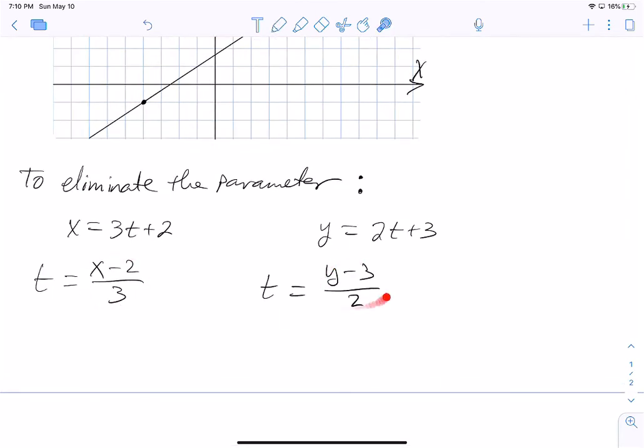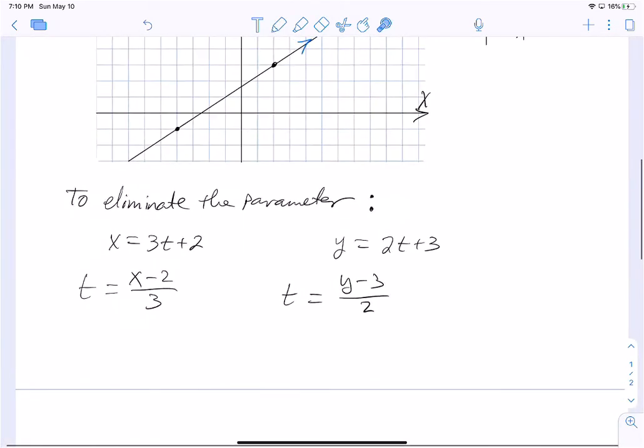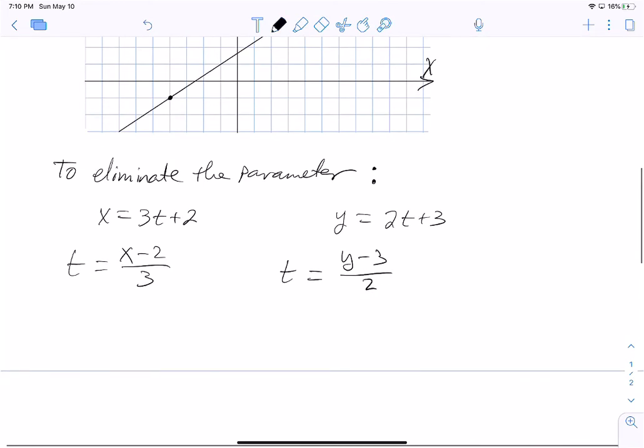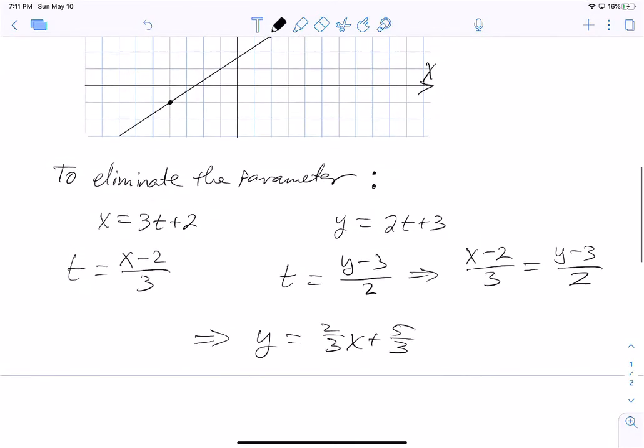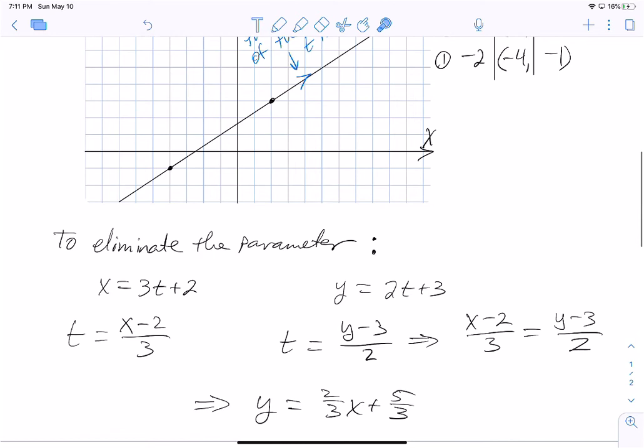Since these two fractions are both equal to the same thing, t, they must be equal to each other. And so it follows that x minus 2 over 3 is equal to y minus 3 over 2. Since we can solve this for y, we may as well, and we end up with y is equal to 2/3 x plus 5/3. I'll leave it to you to verify. And so what we can see then is the line that we just graphed has a y-intercept of (0, 5/3), and the slope is 2/3. I'm going to circle that result.